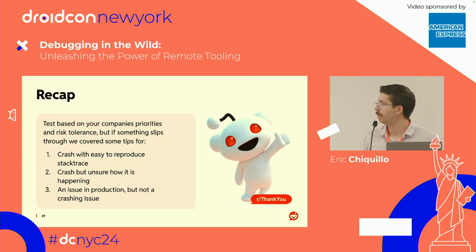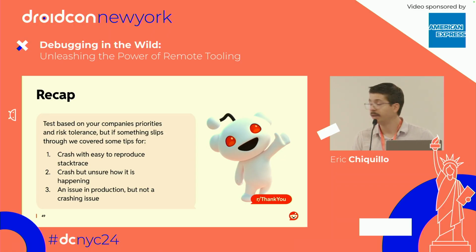And so as a recap, I started the talk with tests based on your company's priorities and what your risk tolerance is. You should definitely do some local testing before going to production. But if something does slip through the cracks, I gave 3 case studies. The first one was a crash with an easy to reproduce issue. I looked at the stack trace, issued a hotfix, and then everything was good. The second one was a crash, but I wasn't really sure how to use it. And so for that one, because I had the crash, I would recommend adding some breadcrumbs, but have a way to turn off those breadcrumbs.